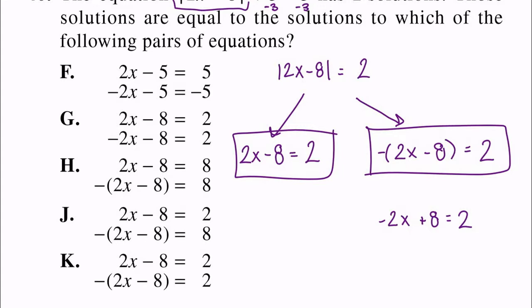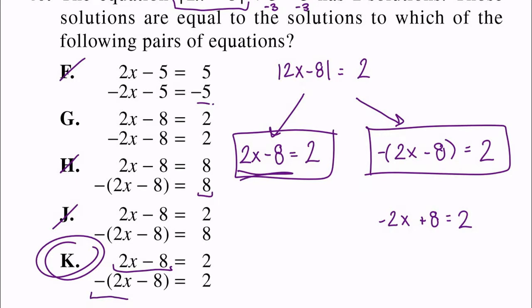So we know that our answers are not equal to 8, so it's not going to be H or J. We know our answers are not equal to 5 and negative 5. So K is our best choice. Option K is the correct answer. It matches both the 2x minus 8 right here and the negative parentheses 2x minus 8 close parentheses. Whereas for G to be correct, we would need this to be a plus rather than a minus. So our best choice is K.